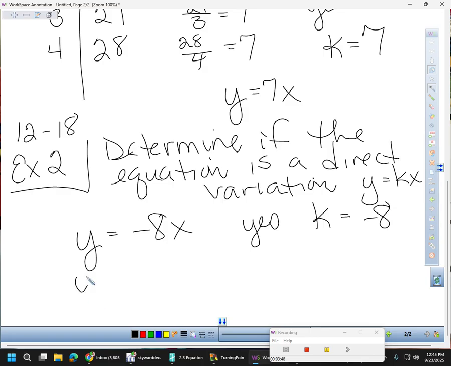All right. What if I had y equals 4x minus 2? Is that a direct variation? It is not. It's got this number added to the end, so this is no.